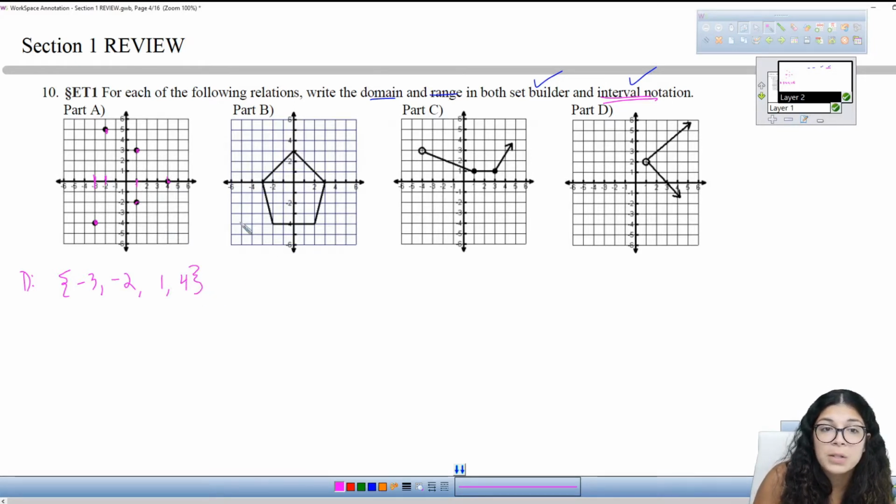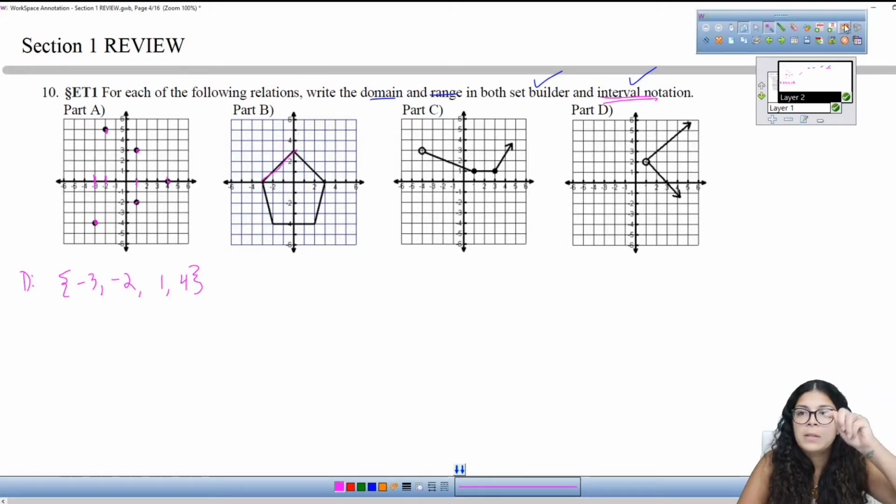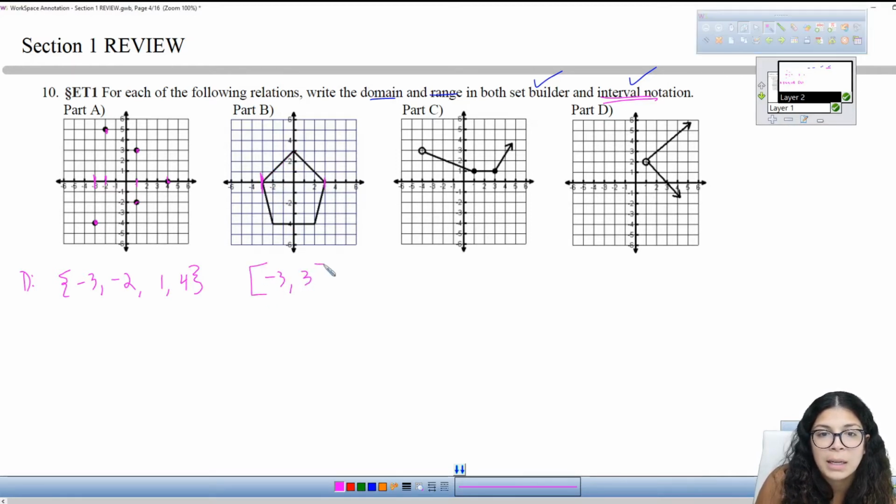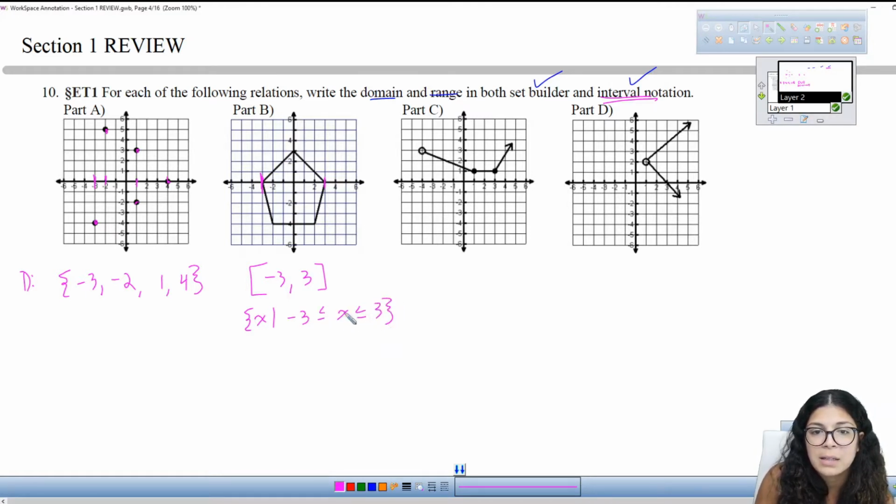Okay, the domain for this one, I can write as an interval because it is a continuous line. It's not just this point, this point. So the smallest x value is right here, which is -3, till the largest x value, which is right here, which is +3. And I can write that in interval notation. If I want to write it in set builder, I would write x such that -3 is less than or equal to x is less than or equal to 3. And that just means that x is between -3 and 3.